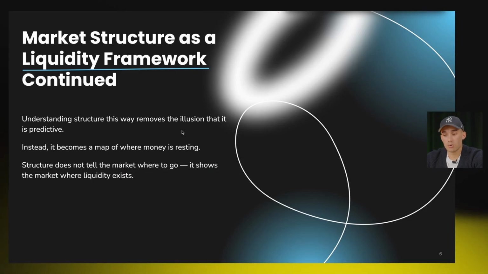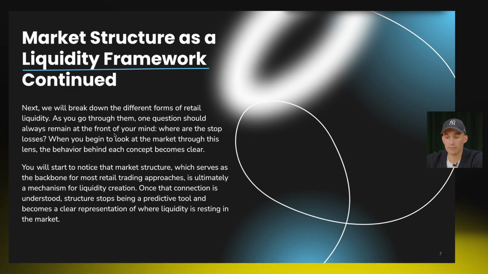Understanding structure this way removes the illusion that it is predictive. Instead, it becomes a map of where money is resting. Structure does not tell the market where to go, it shows the market where liquidity exists. Next, we will break down the different forms of retail liquidity. As you go through them, one question should always remain in the front of your mind. Where are the stop losses? When you begin to look at the market through this lens, the behavior behind each concept becomes clearer, okay? And that's the perspective I want you guys to have moving forward.